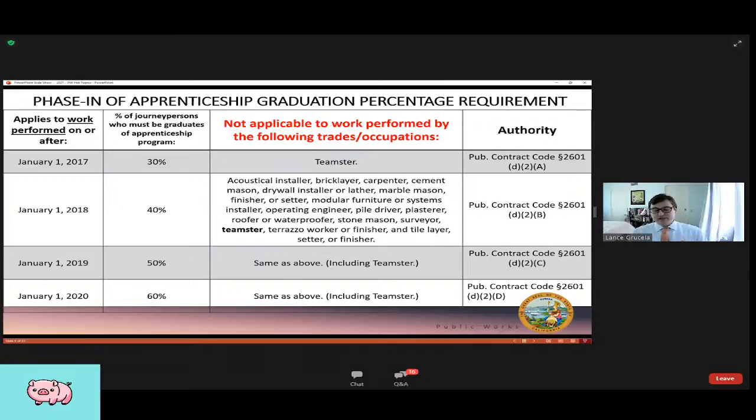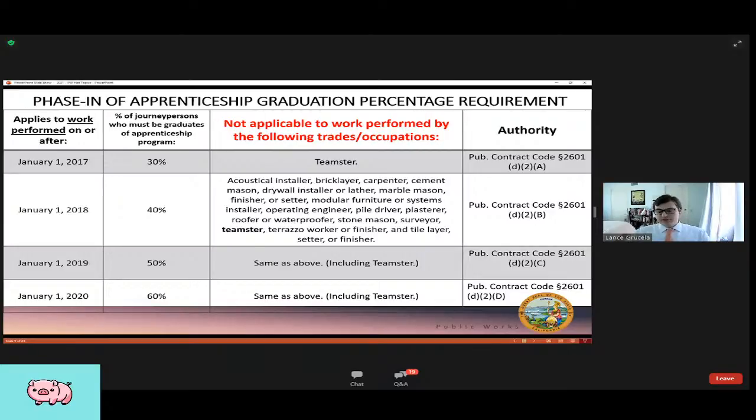The more recent legislation exempted Teamster altogether from the graduation percentage requirement. Again, none of these exceptions or exemptions are from the skilled and trained workforce requirement itself. It's that the graduation percentage requirement doesn't apply, which is kind of an extra layer on top of everything. What does that mean? If you're employing just Teamsters, everyone you employ still needs to be a skilled journey person or an apprentice, but you don't have to have a minimum number of employees or hours that are graduates of an apprenticeship program. As of January 1st, 2017, every craft except Teamster was at 30%.